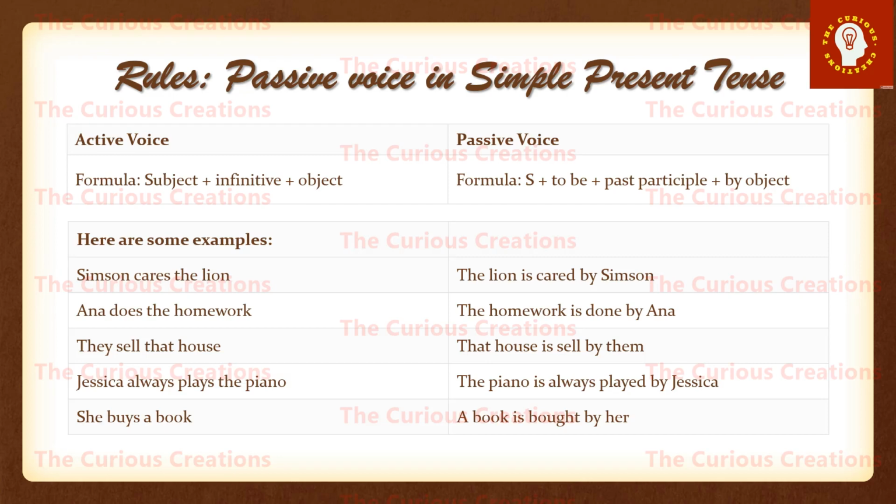One more important thing to notice is that the subject in active comes at last in passive voice, so the object becomes subject, and the subject becomes the object. Along with that, please do note that past participle is the third form of the verb.